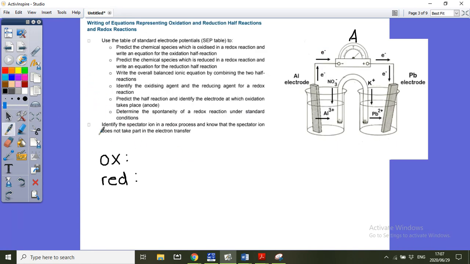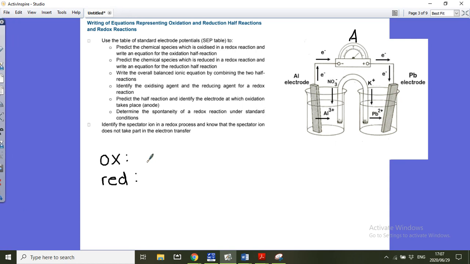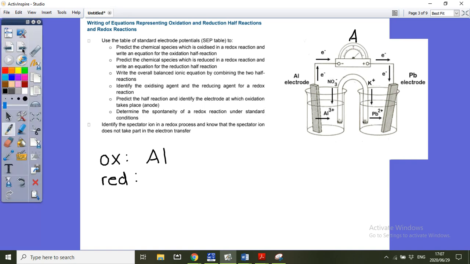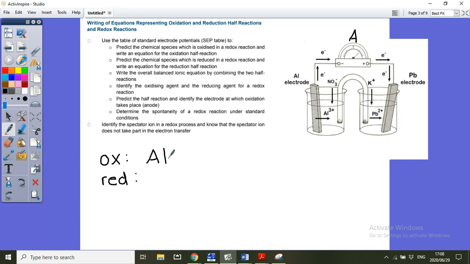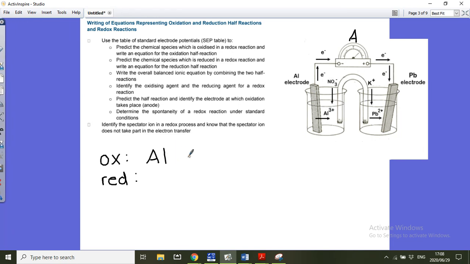So now we can go and write that. So oxidation, you write it straight from your table, and you can look at your table again if you forget. There's Al that forms Al3+. So Al, aluminium atom, is going to form Al3+, and we've got 3 electrons given off. Now our reduction half reaction is Pb2+, that takes up 2 electrons, and we form Pb.